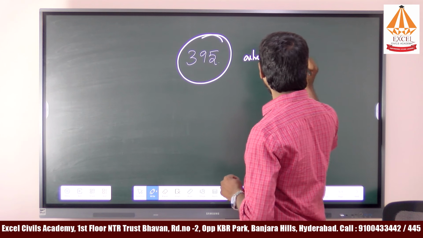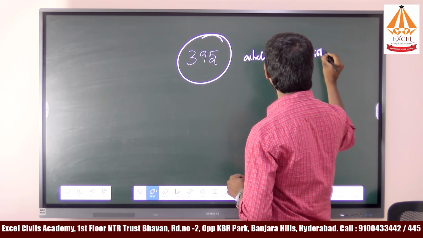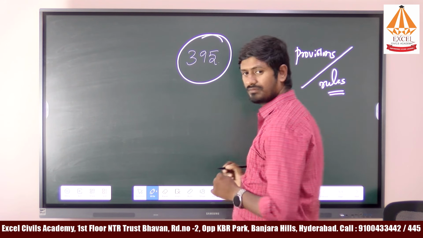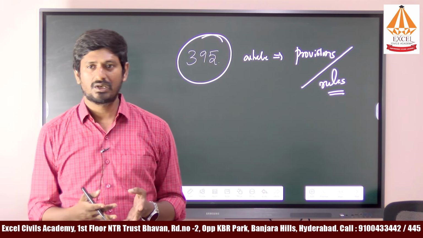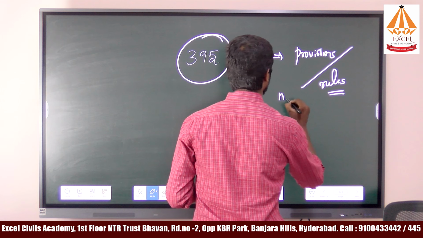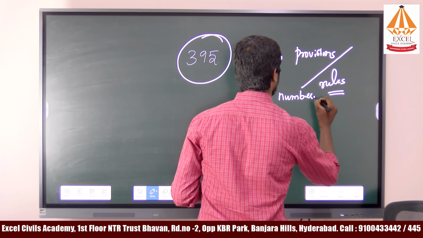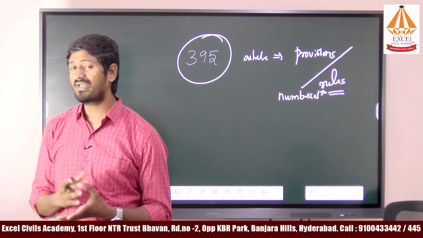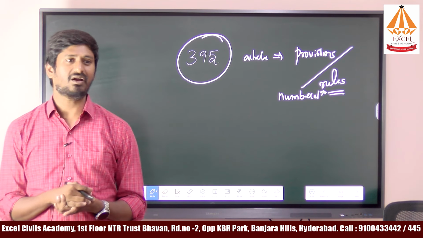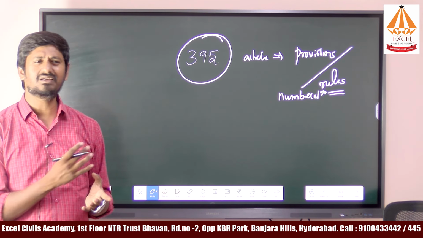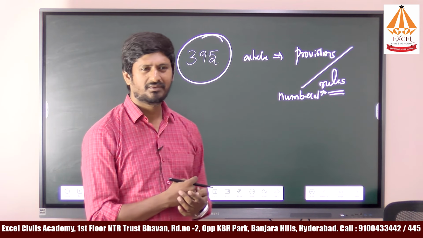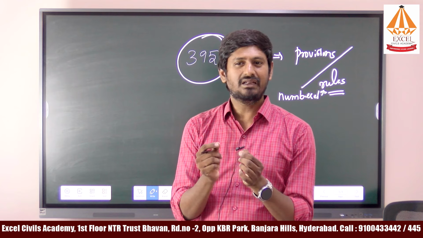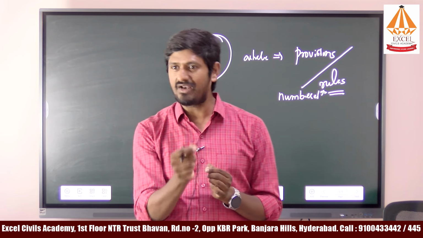Article means what? It is nothing but provisions, or you can say these are rules. The numbered rules are called articles. Likewise, how many articles are there? 395 articles are there. Why are articles mentioned in the constitution? To confuse aspirants? No, the purpose is to easily refer to any given condition or rule in the constitution.